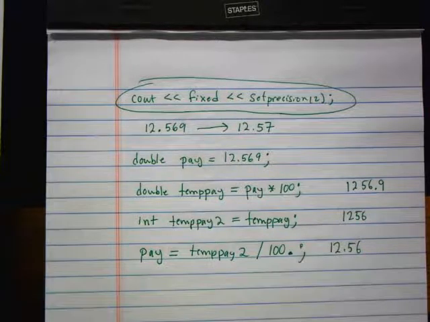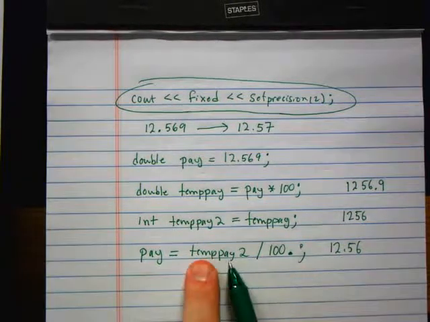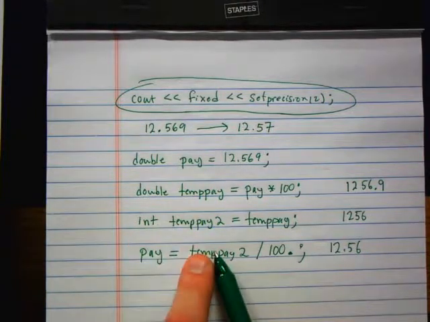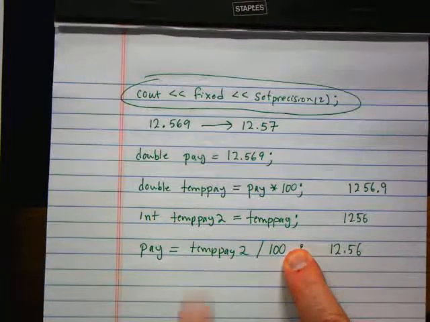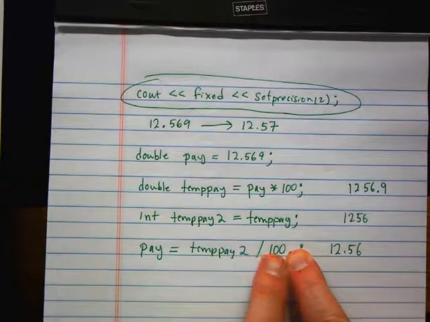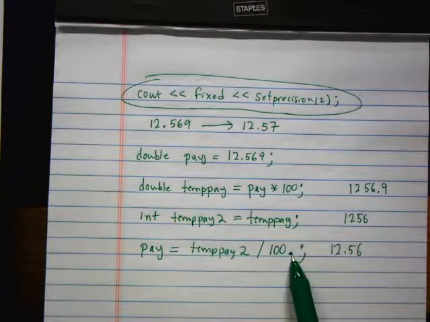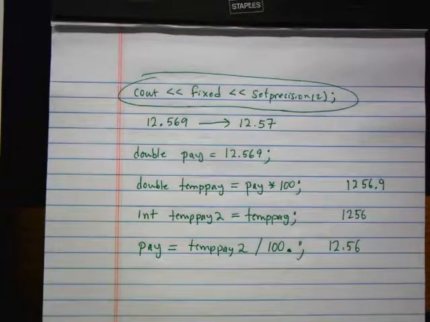Why is there a decimal after the 100 on the bottom? Because temp pay 2 is what kind of variable? It's an integer. So if I didn't have the decimal point here, what's an integer divided by an integer? What kind of answer is the computer going to give me? An integer. So I need to tell it that I don't want an integer. And one of the ways to tell it that is to put a decimal point right there.